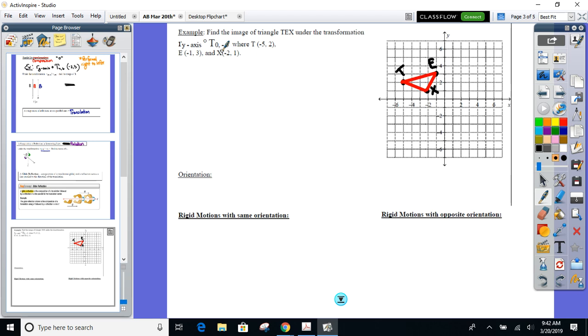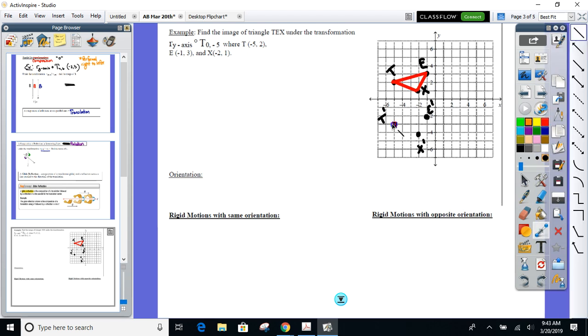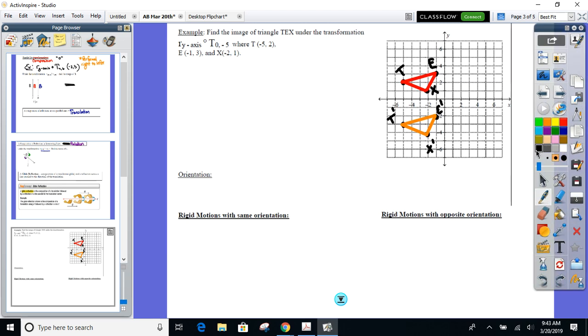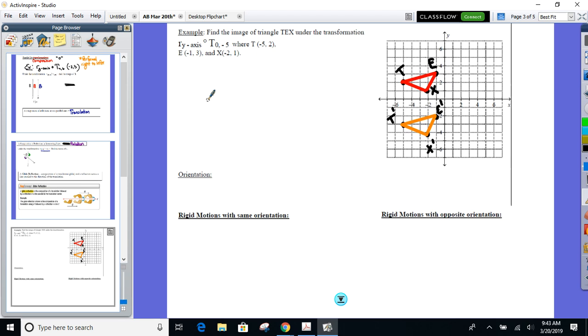So move it down, everything down five. Nothing changes on the x. And you could call it t prime. That's fine. And then I have one more, which is now keep going to the left, reflect it over the y-axis. So do that, call it double prime, and tell me what your coordinates are. So graph and state the coordinates of the double prime, the finish product.